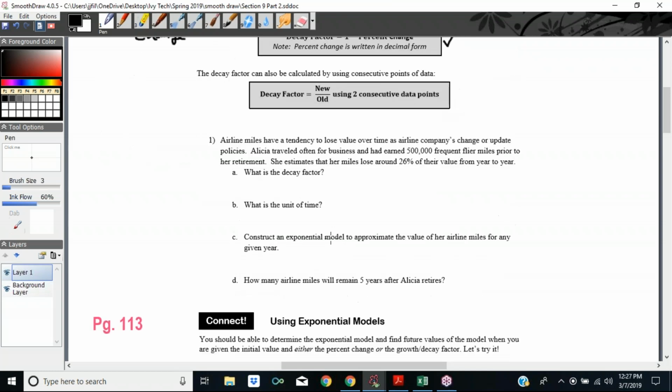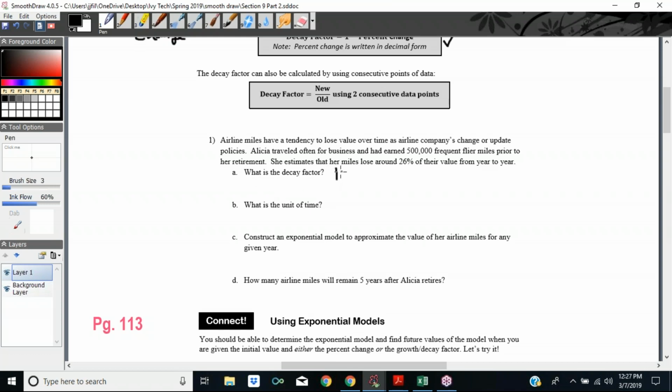So let's look at these examples here. Number 1, on the bottom of page 111, says airline miles have a tendency to lose value over time as airline companies change or update policies. Alicia traveled often for business and had earned 500,000 frequent flyer miles prior to her retirement. She estimates that her miles lose around 26% of their value from year to year. She wants to know what the decay factor is.